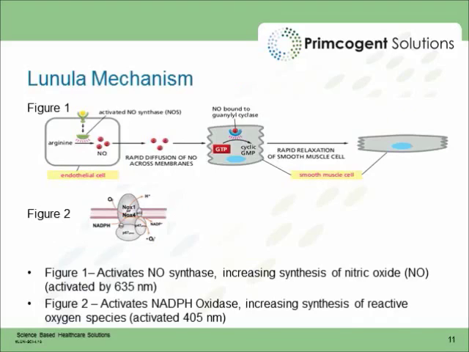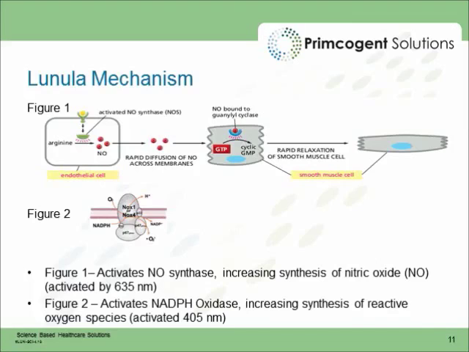When we refer to how Lunula is changing the overall cells in the treatment area to effectively target and remove onychomycosis, we have to break it down per wavelength. We have two different wavelengths that are delivered by Lunula. We have a 635 nanometer wavelength, which is a red laser, and we have a 405 nanometer wavelength, which is a blue laser.